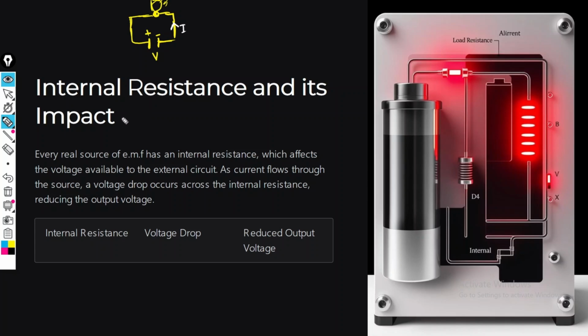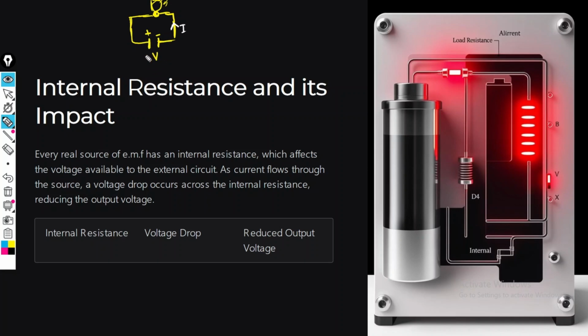Today in this video, we will discuss what is meant by the internal resistance of a supply and what its impact is in the circuit. So let's consider this circuit. We will see this in the simulation. For a quick recap, let's say we have this circuit.